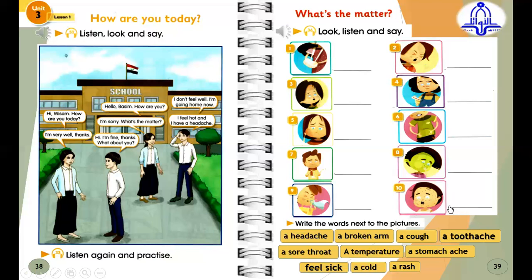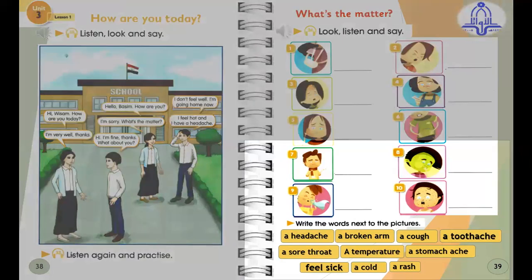10. A rash. Okay. Now, after we listen to track 36, we come to activity 2, the second activity. Write the words next to the pictures. What are these words? First we should read them, translate them, and then we should write these words next to the pictures.